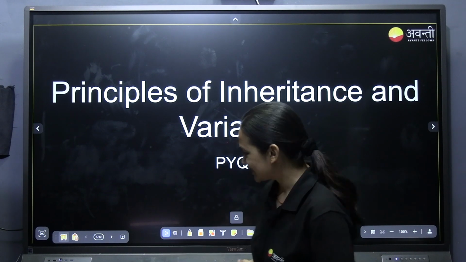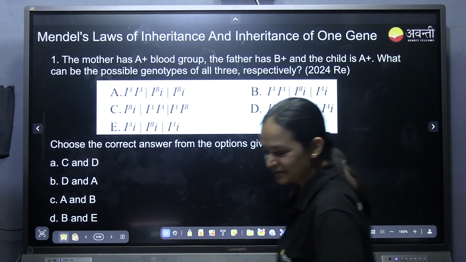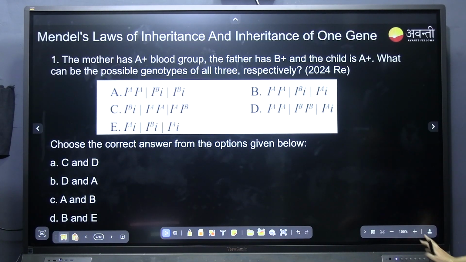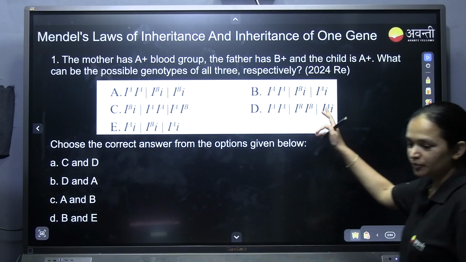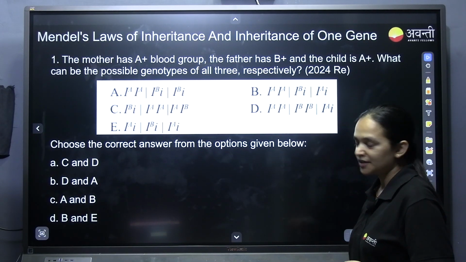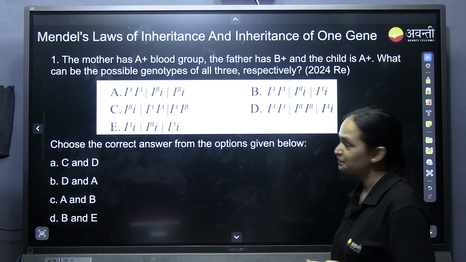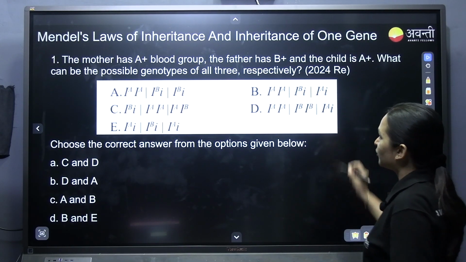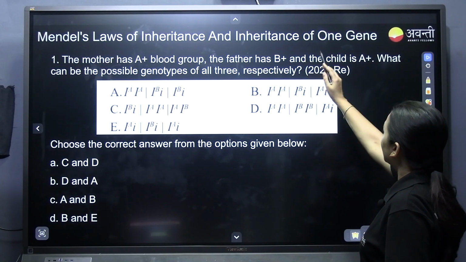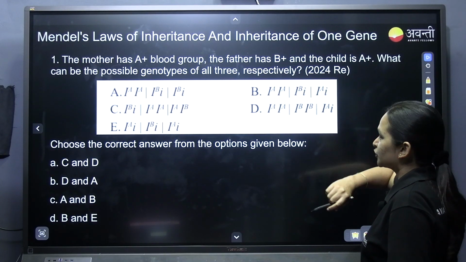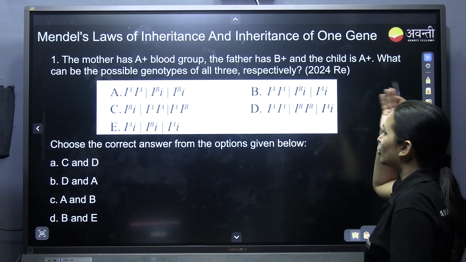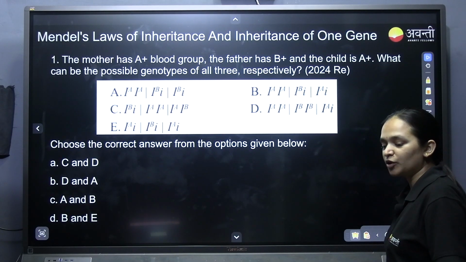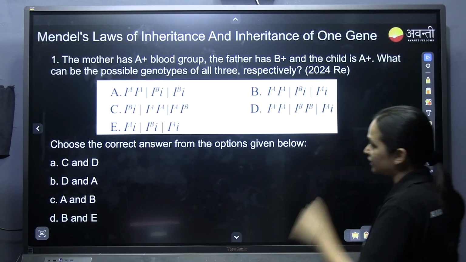Our first question is, just try solving this question. Is this visible to you? Okay, I'll read the question for you. The mother has A positive blood group, the father has B positive and the child is A positive. So what can be the possible genotypes of all three respectively?